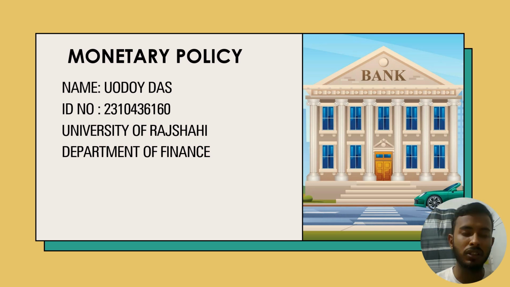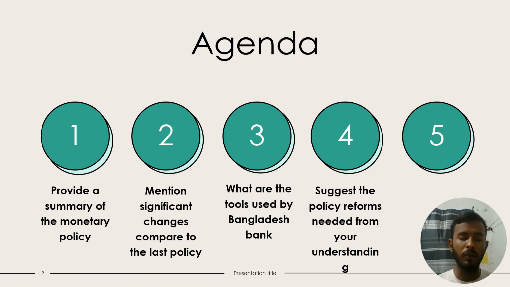My name is Uday Das. The last three digits of my student ID are 160. Today my presentation topic is the overview of the latest monetary policy of Bangladesh Bank. Today I will provide a summary of the monetary policy and mention the significant changes compared to the last policy and the tools used by Bangladesh Bank. And lastly, I will suggest some policy reforms needed from our understanding.